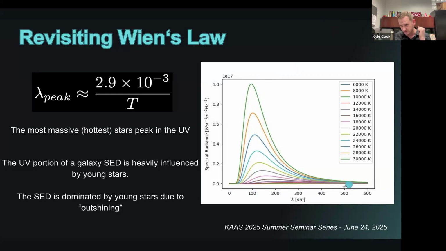If you actually zoom in on these, you can see these lower models are peaking outside the UV. The problem is the intensity goes up, the spectral radiance goes up so quickly that your cooler objects get completely dwarfed. But your most massive, your O stars, your B stars, even into A stars are peaking in the UV. And your massive stars are your hot stars, your young stars. So the UV portion of that galaxy SED we looked at is heavily influenced by young stars.